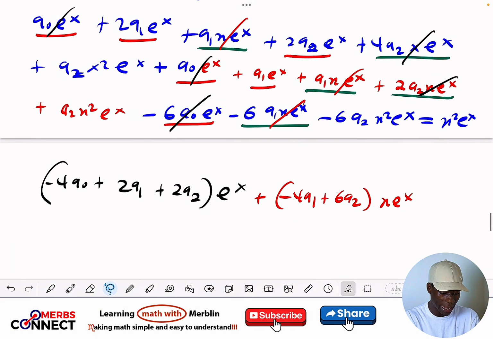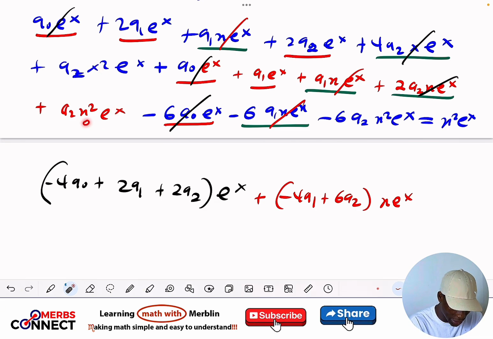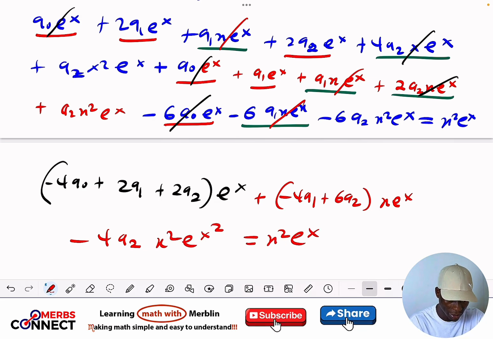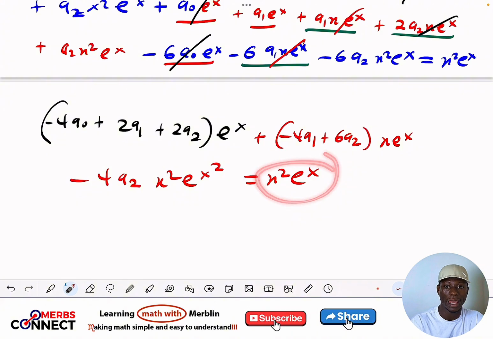Then the last one is the one with the x squared, right? So the one with the x squared, we have this, this, and this. They are 3, right? 1, 2, 3. Good. Can I combine any of them? Yeah, I think this and this are the same. And then I think the same thing for this one. So when I add this and this, I'm going to get 2, plus this is going to give us minus 4. So minus 4a2 x squared e^x is equal to x squared e^x. So that's basically what we are going to get. So let's try and see if we can simplify this. So now let's compare left to right. Now the right has only x squared and e^x.